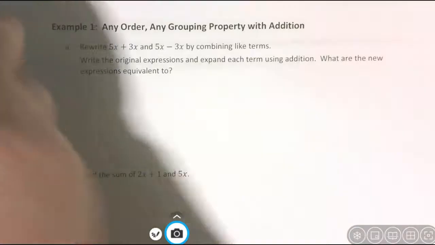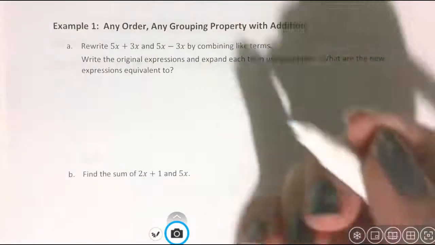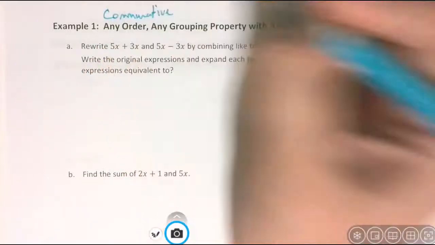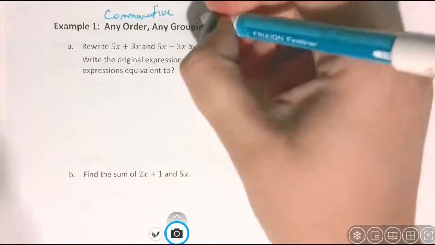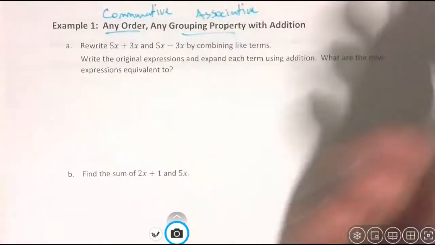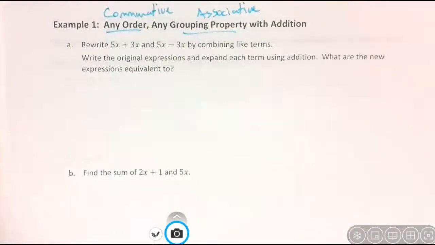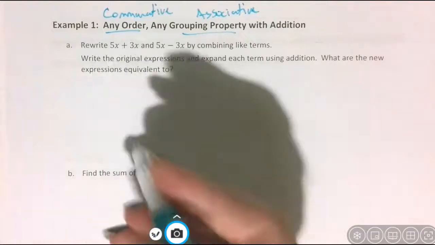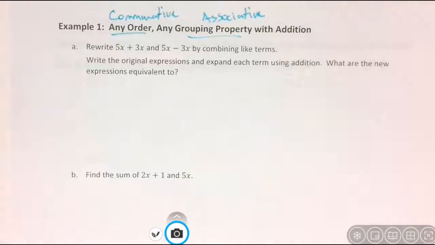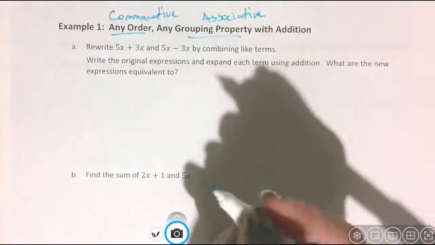So now we're going to look at some more examples. We're going to use the any order, any grouping property with addition. So any order is actually the commutative property, and any grouping is the associative property. I'm not sure why this material uses these wordings, but we're going to use the true math words. Okay, so we're supposed to rewrite 5x plus 3x and 5x minus 3x by combining like terms. What are the new expressions equivalent to?